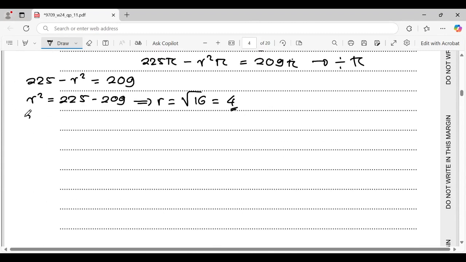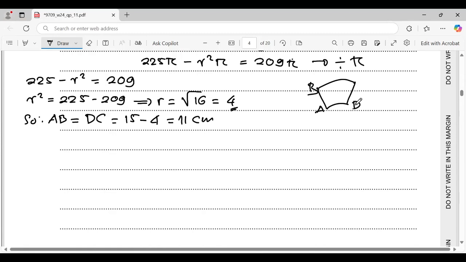So AB equals DC equals 15 minus 4, 11 centimeters. If I sketch, this is the arc, this is AB, this is DC, so this side is 11, this side 11, this arc is 6 pi, and this arc is 8/5 pi.